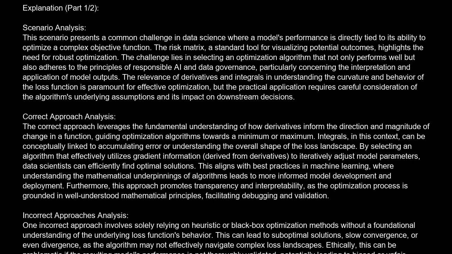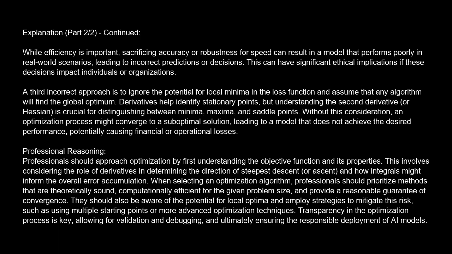Another incorrect approach is to choose an optimization algorithm based purely on computational speed, without considering its theoretical guarantees or its suitability for the specific problem's objective function. While efficiency is important, sacrificing accuracy or robustness for speed can result in a model that performs poorly in real-world scenarios, leading to incorrect predictions or decisions. This can have significant ethical implications if these decisions impact individuals or organizations.